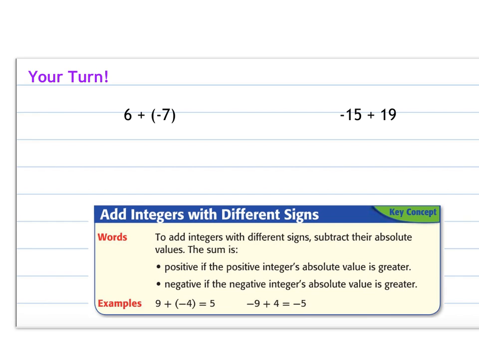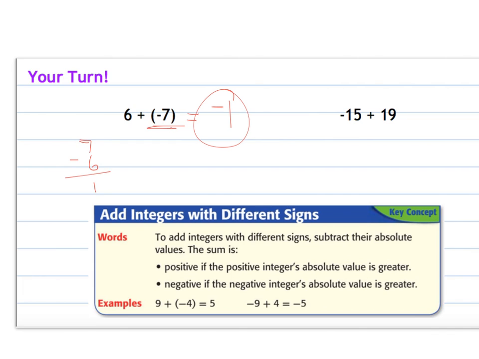So you have 6 plus negative 7. Use a number line or try the rule. So I see that I have more negatives than I do positives, so my answer is going to be a negative. Then I ask, how many more negatives than positives do I have? So 7 minus 6 is 1, so I'm going to have negative 1 left over.